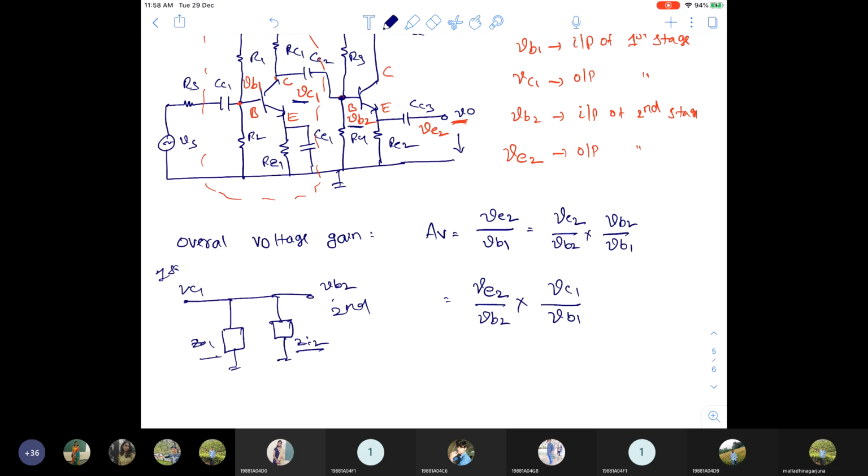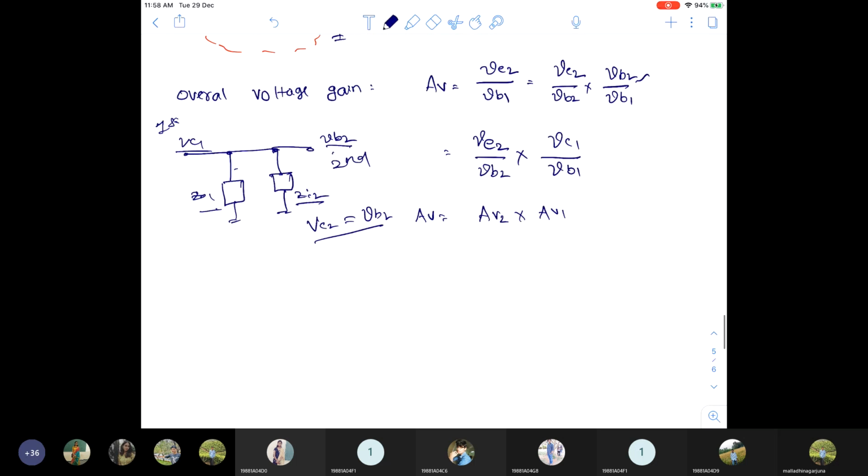Both the resistors are in parallel connection. So here you are taking VC1 across the Z01, and you are taking VB2 across the Z2. Both are in parallel, so VC1 is directly equal to VB2, because in shunt connections the voltage will be constant. So in the place of VB2, I can substitute VC1. Therefore, I can write it as AV2 into AV1. So the overall voltage gain is equal to AV2 into AV1.